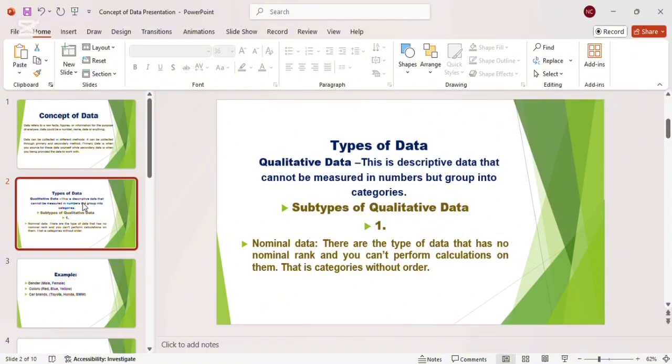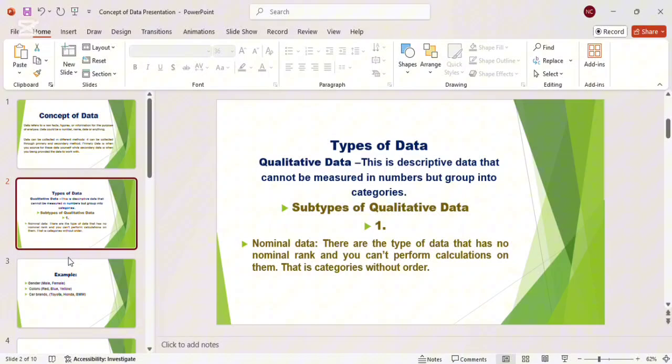What is nominal data? Nominal data is the type of data that has no ranks, and you cannot perform calculations on them. That is categories without order. They are just there. All of them are equal. You cannot place one over the other. For example, we have gender. Under gender, we have male and female. They are both categorized as an example of gender.